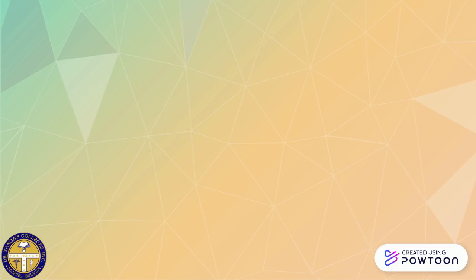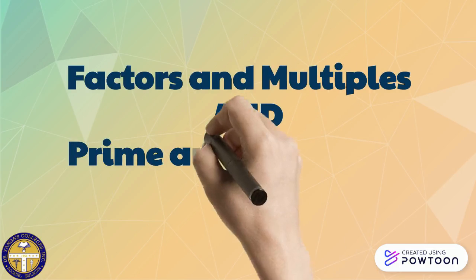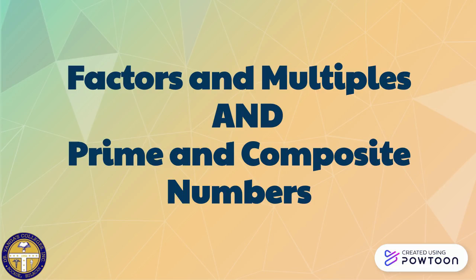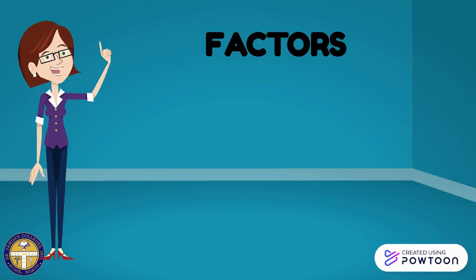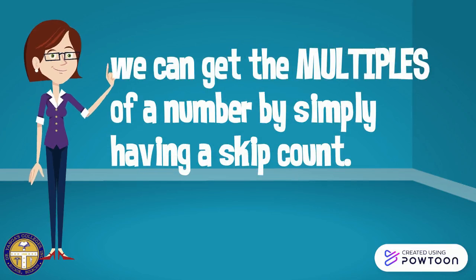For this episode, we will discuss the factors and multiples of a number, and we will identify if it is a prime or composite number. When we say factors, these are the numbers that you multiply to get an answer or product. And we can get the multiples of a number by simply having a skip count.